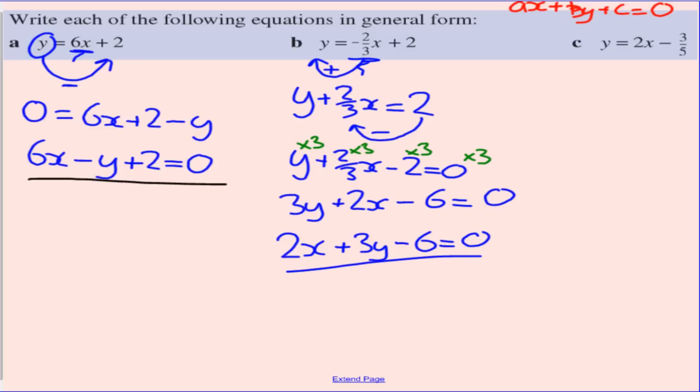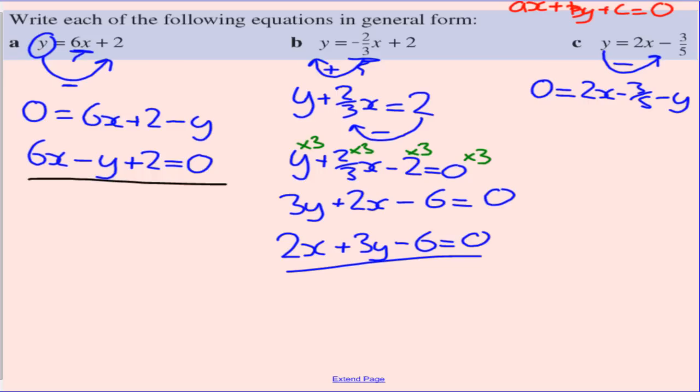Okay, last example, much like the one we've just done, there is a fraction involved, so we know we're going to need to get rid of that near the end of our working out. But first, it's easier to move everything onto the one side where it should be, so that we have a 0 on one side of the equal sign. Our x is already positive, which means we're going to need to move our y to join our x, and we're going to do that by taking it away. So we're going to be left with 0 equals 2x minus 3/5 minus y.